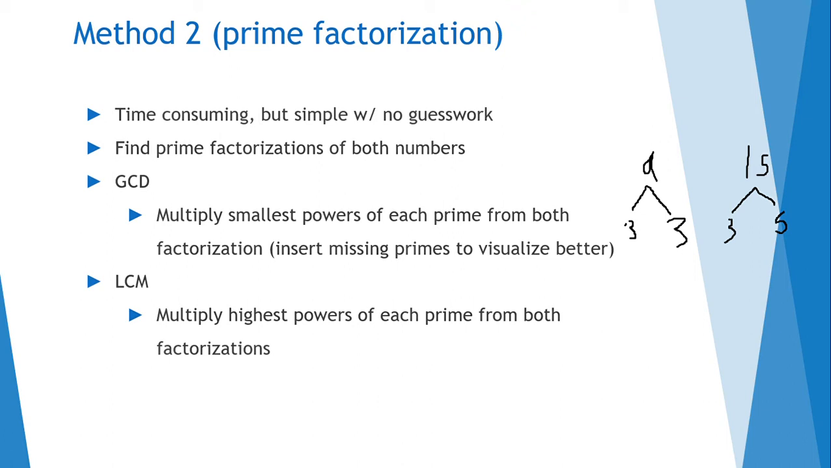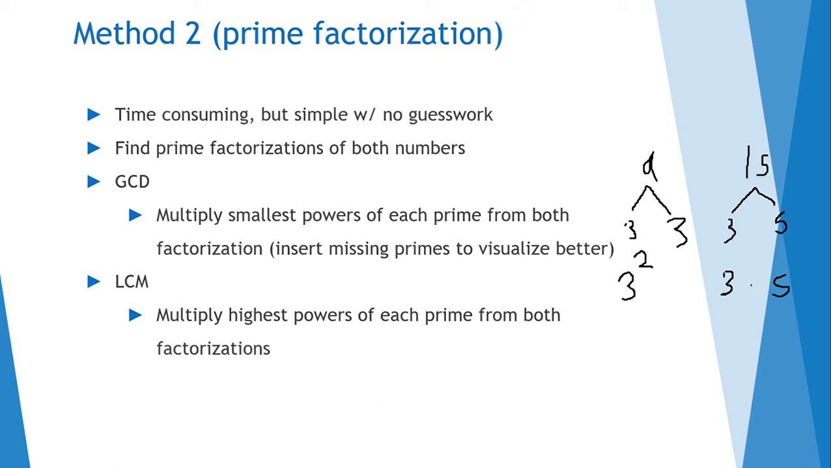Now, let's write it out in power format. So 9 would be 3 to the second, and 15 would be 3 times 5. Okay, and now we're going to multiply the smallest powers of each prime from both factorizations. Since we only have 2 primes, 3 and 5, we're going to multiply the smallest power of 3 that we can see times the smallest power of 5 that we can see. And the thing that's going to make this easier for us is if we write down missing primes.